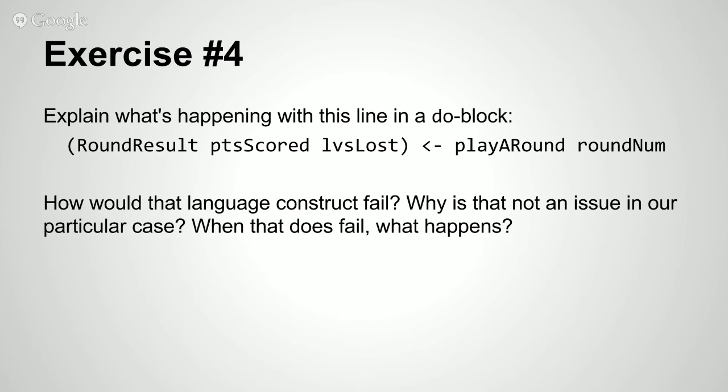So playRound returns an IO tuple, and then you've got that guy right there, which is pattern matching against the return of the IO tuple. Bingo, it's pattern matching. So how might that fail? If that doesn't match the pattern. And why is that not an issue in our particular case?